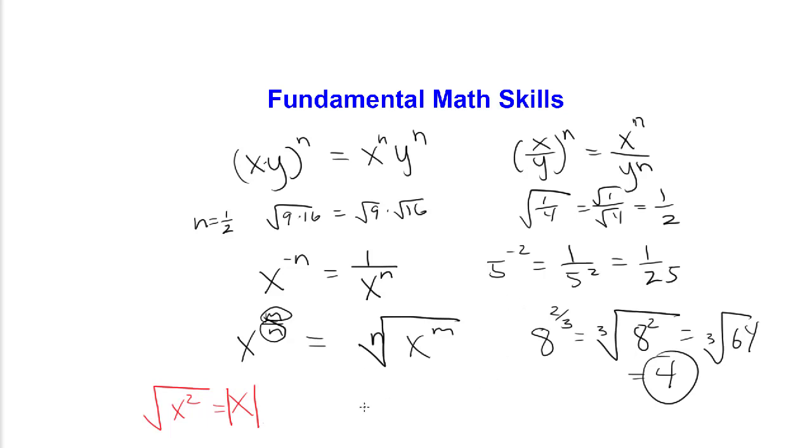Another issue is, what if I have minus 3 squared and (minus 3) squared? What do they evaluate to? Minus 3 squared, PEMDAS says do your exponents first. So I get 9, and then I apply the negative. So the answer here is negative 9.